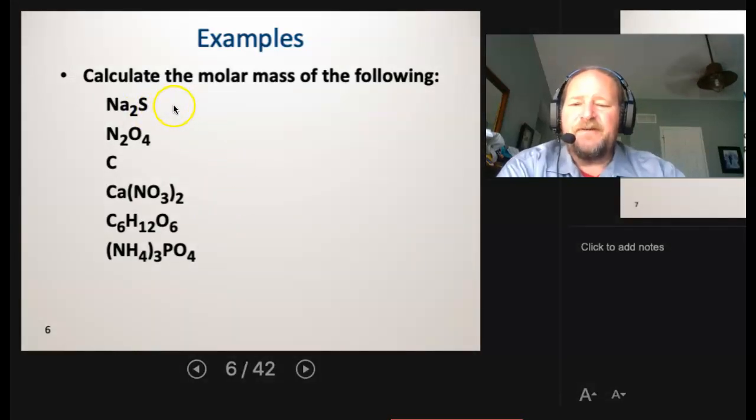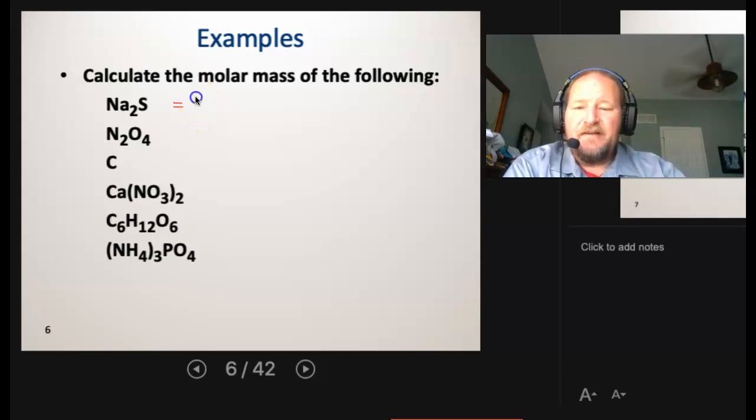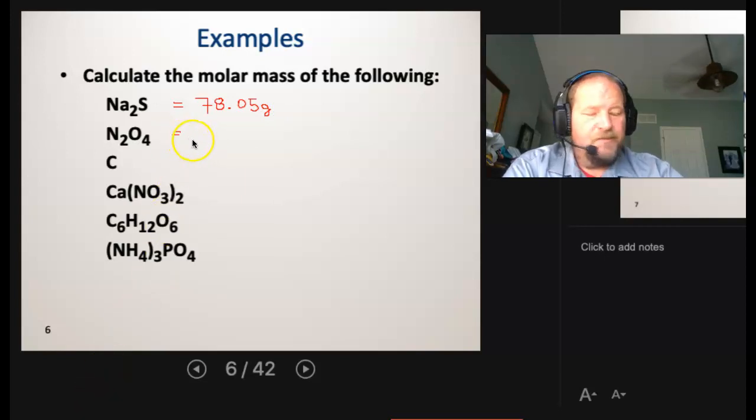All right, so for the sodium sulfide, I'm going to get my calculator out. That's going to be 78.05. The unit for these will be grams. All right. For the N2O4, it's going to be 92.02 grams.